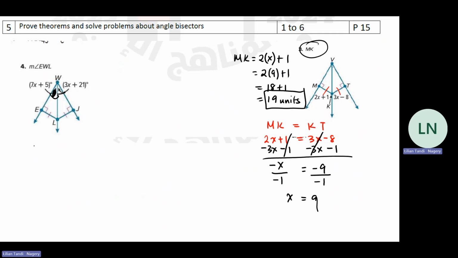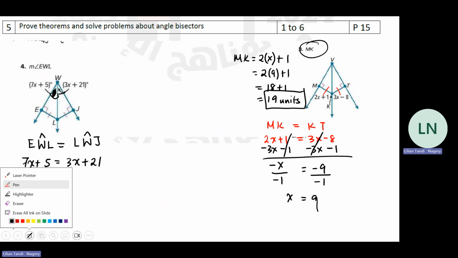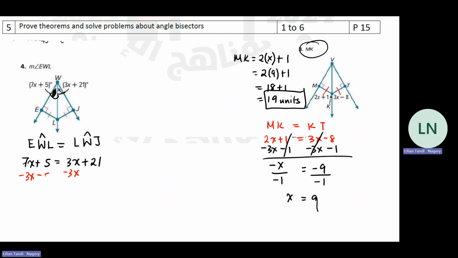So I will write my formula: angle EWL is equal to angle LWJ. So I will write 7x plus 5 is equal to 3x plus 21. Then what do I do? I subtract 3x on both sides, and I minus 5 on both sides. So this goes away and this goes away. 7 minus 3 is 4x, and what is 21 minus 5? That should be something like 16.